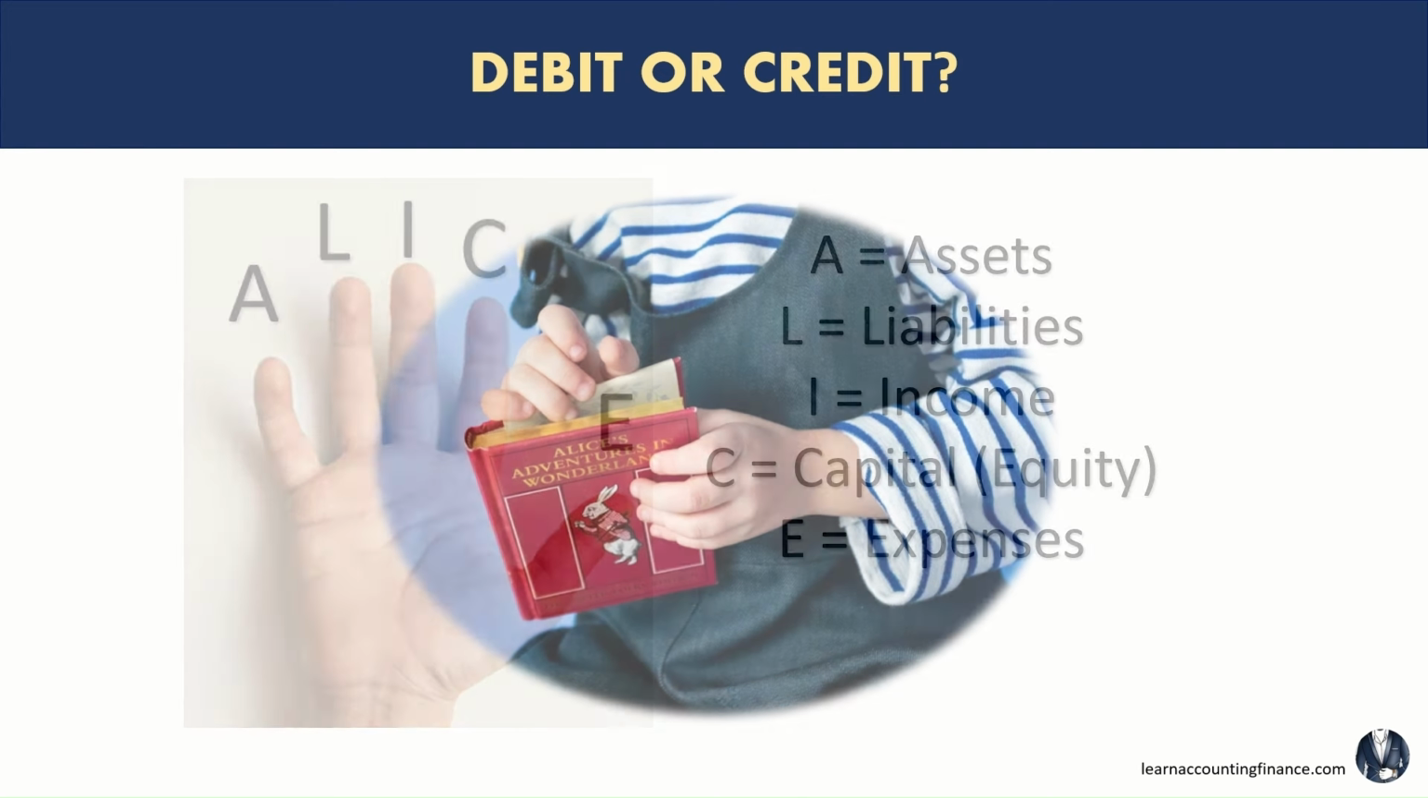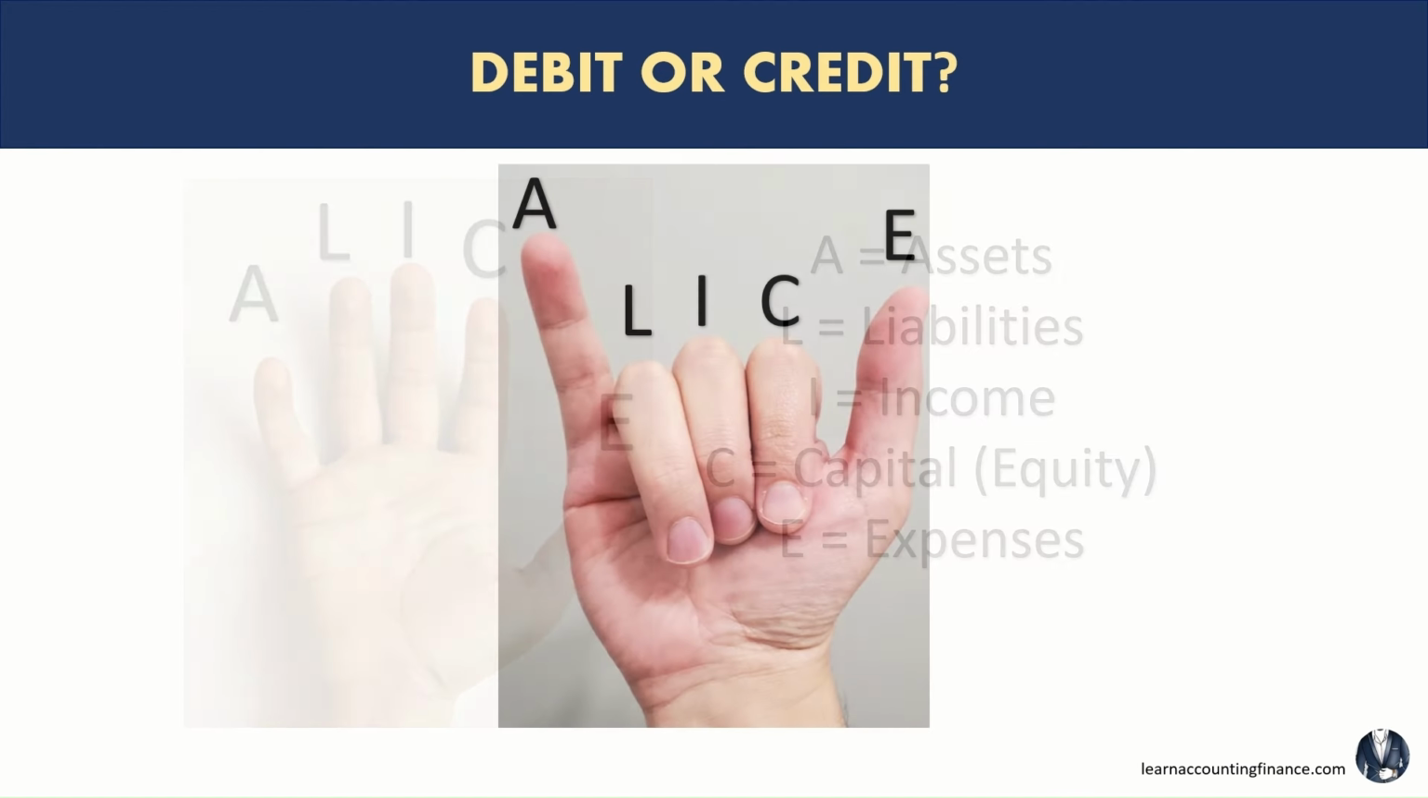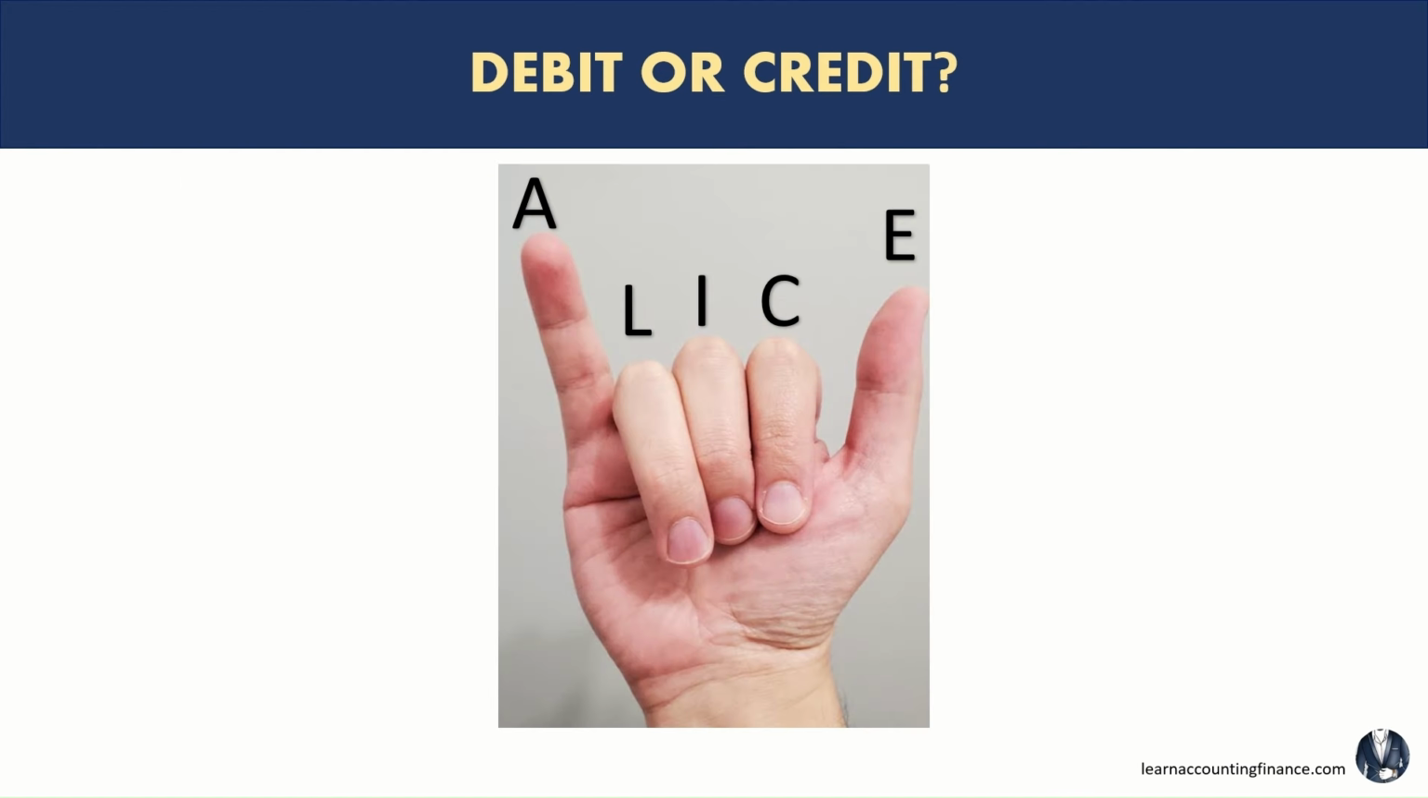Now, each of the fingers of your hand represent an alphabet from the name Alice. If you raised your right hand, the pinky finger will be A, ring finger L, and the rest of the fingers will be I and C, and your thumb will represent E. Now, close the three fingers in the middle, that is L, I, and C are closed. You are left with A and E. Remember this picture. Always trust your hand for the rules of debit and credit.